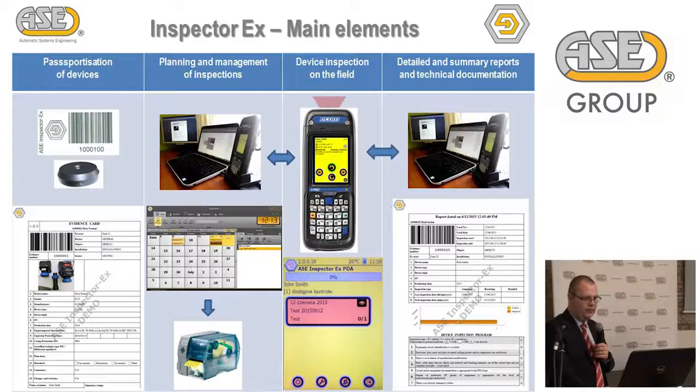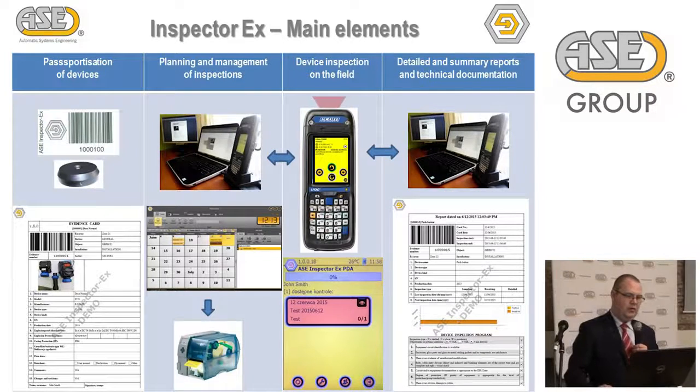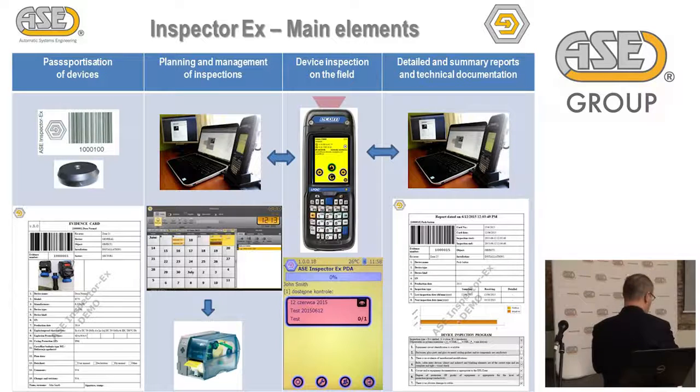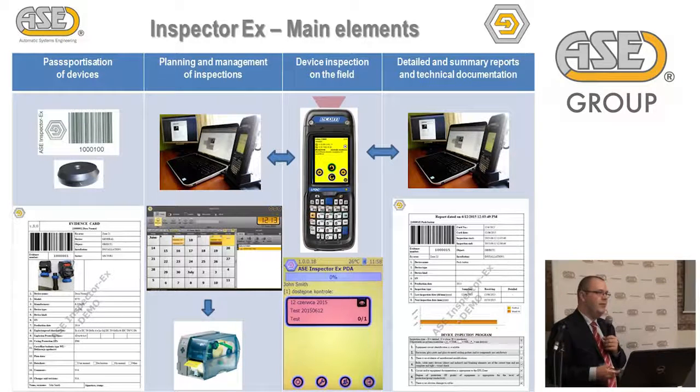I will show you what main elements are included in our system. In the first column we have the passportization of the devices, making the passport of the device from the point of view of safety. We have the PC station for planning and management of the inspections. We have device inspection in the field. What is very important? Our system requires direct contact with the inspected device.